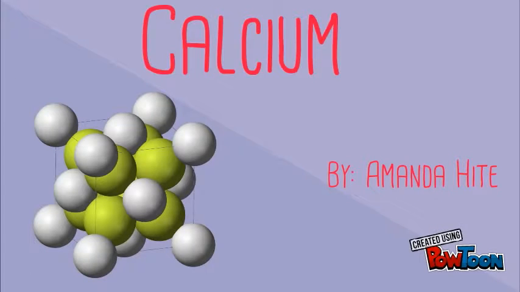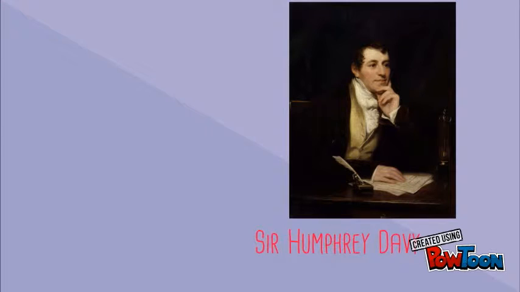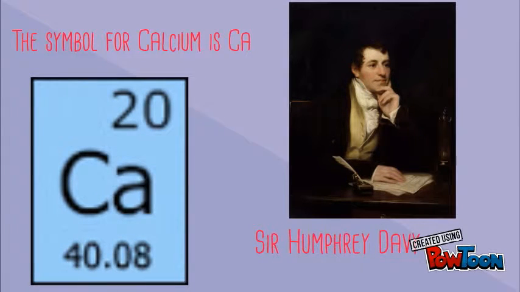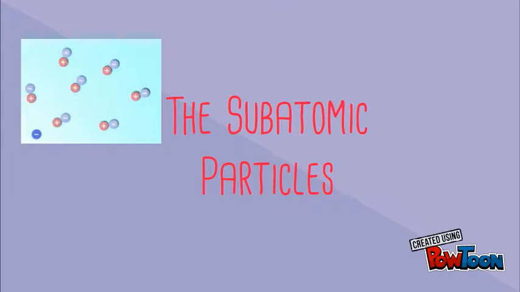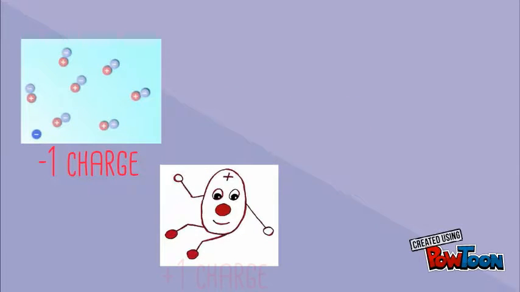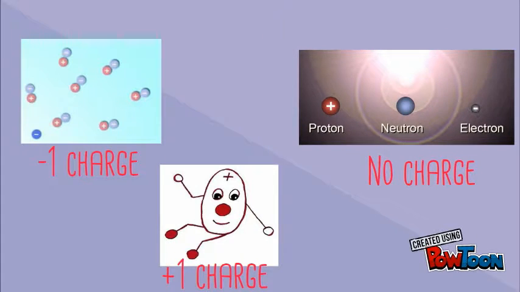The element calcium. This element was discovered by Sir Humphrey Davy in 1808. The symbol for calcium is Ca, and it contains 20 of each of the subatomic particles. An electron carries a negative charge and is smallest in size. A proton carries a positive charge and is equal in size to a neutron, which carries no charge.